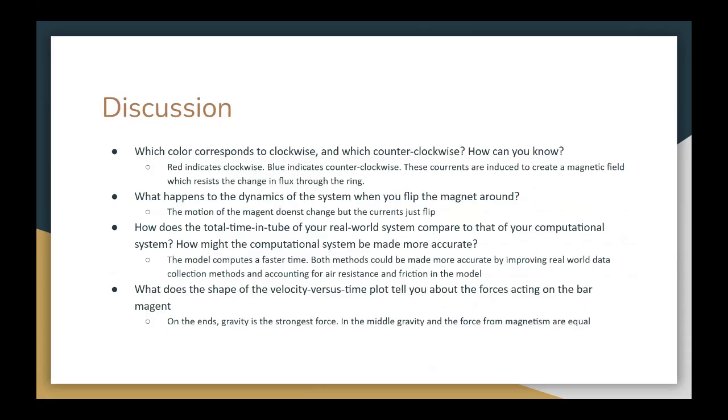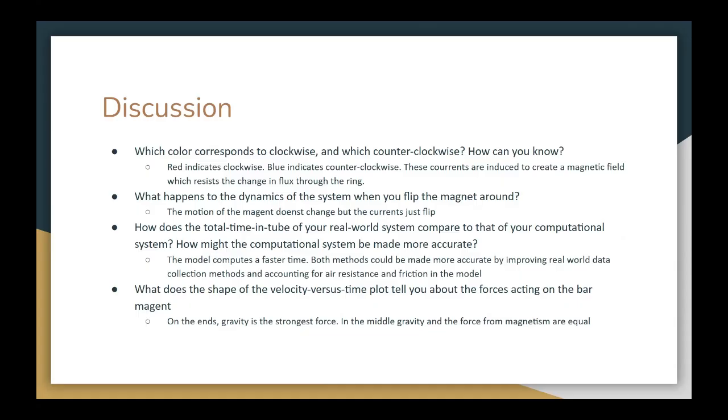All right. Which color corresponds to clockwise current as viewed from above and which counterclockwise? And how can you know? So in the model, we're assuming that the magnetic dipole moment is pointing up. A current is induced to resist the change in flux. So because of this, the red indicates clockwise and blue indicates counterclockwise. Now, what happens to the dynamics of the system when you flip the magnet around? So the motion of the magnet wouldn't change, but the currents would be flipped because the magnetic field would be traveling in the opposite direction.